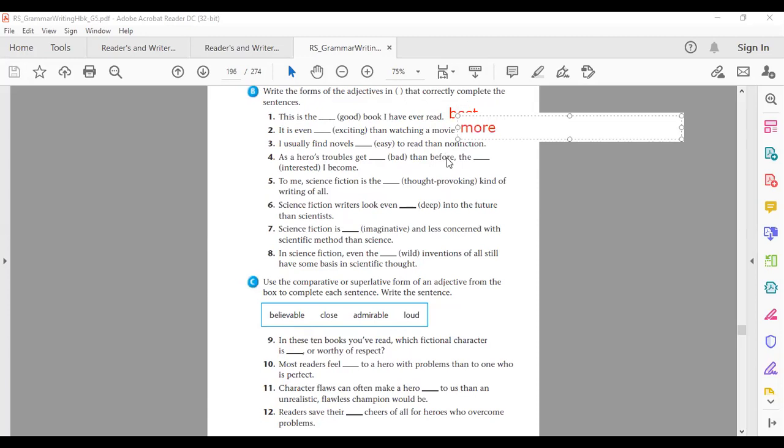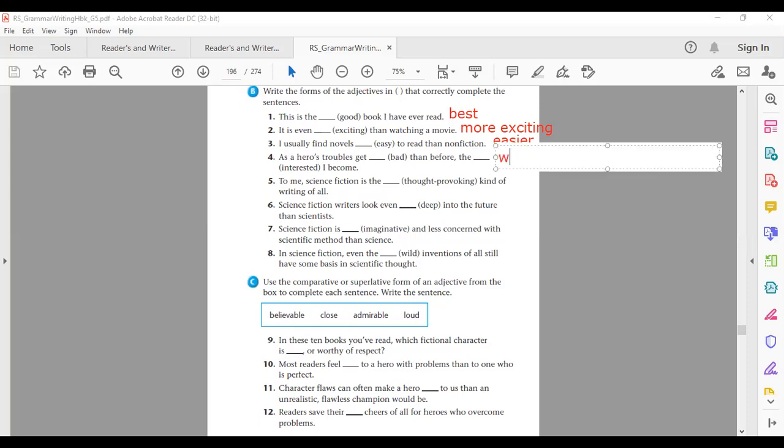Maria, number 3: I usually find novels easier to read than nonfiction. Easier, excellent, IER. Number 4, Tala: as a hero's troubles get worse than before, the more interested I become. Excellent, Tala.